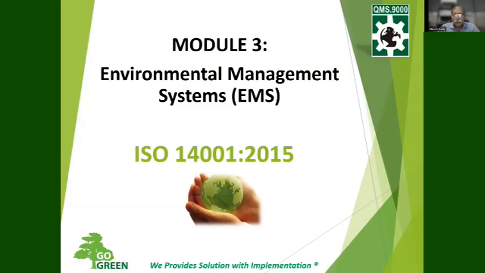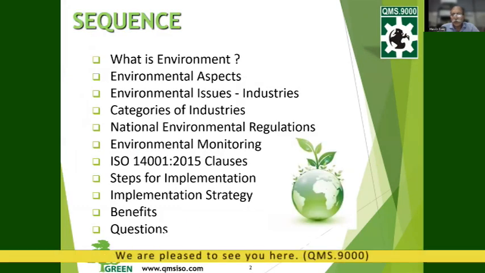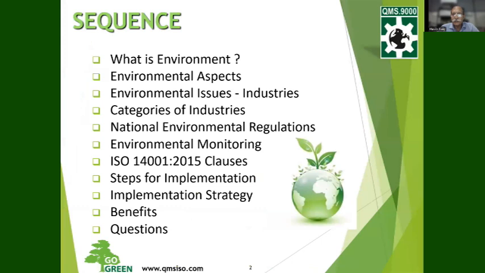We are going to talk about environmental management system, which is our core topic, ISO 14000. In this, we are going to cover what is environment, what are the environmental aspects, what are the environmental issues related to industries, what are the categories of industries, what is our requirement in Pakistan, national environmental regulations, what are those regulations that apply on us, environmental monitoring, and then we will cover the clauses of ISO 14000 and steps for implementation and so on, right?